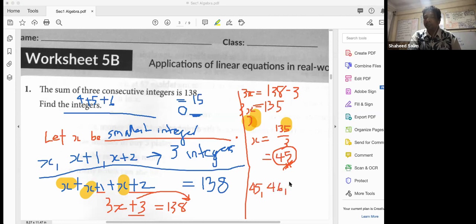You have solved the question. Can you see how important this is? You must state what x is. So the answer is 45, 46, 47. I hope you're okay. We move on to the next question. If you are stuck on the next question, the next two questions will be similar.